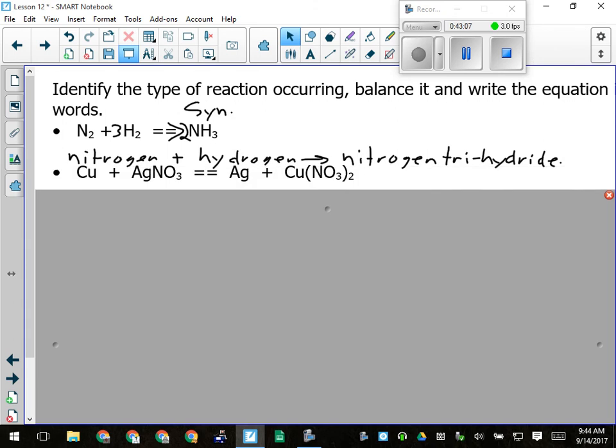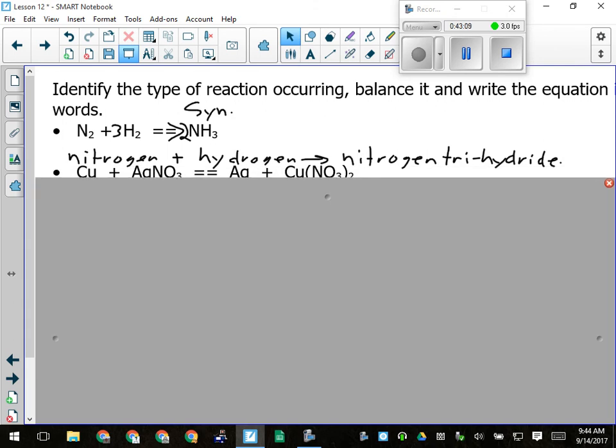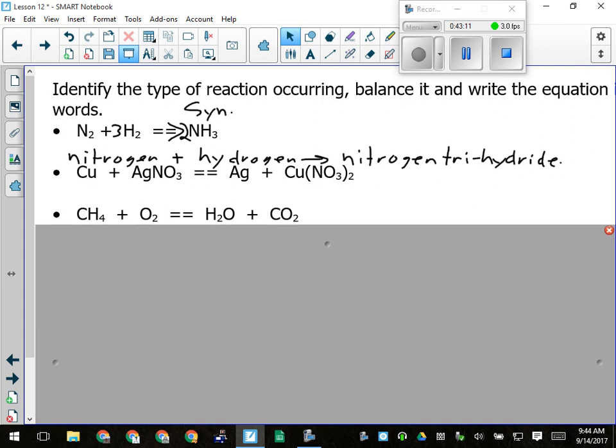All right. That was our example. We're not going to do that one again. Try this one. What kind of reaction is that one? Yeah, it's a combustion reaction. So this one's combustion.